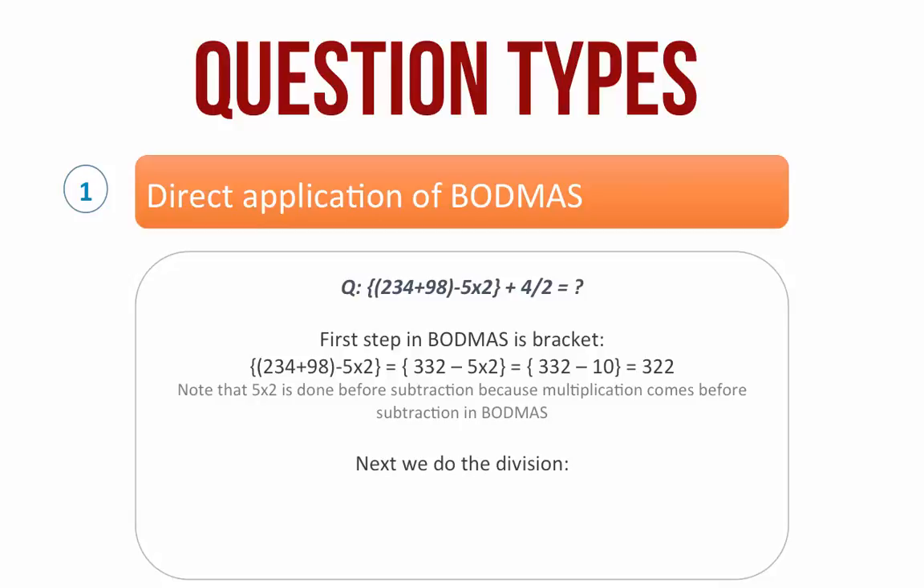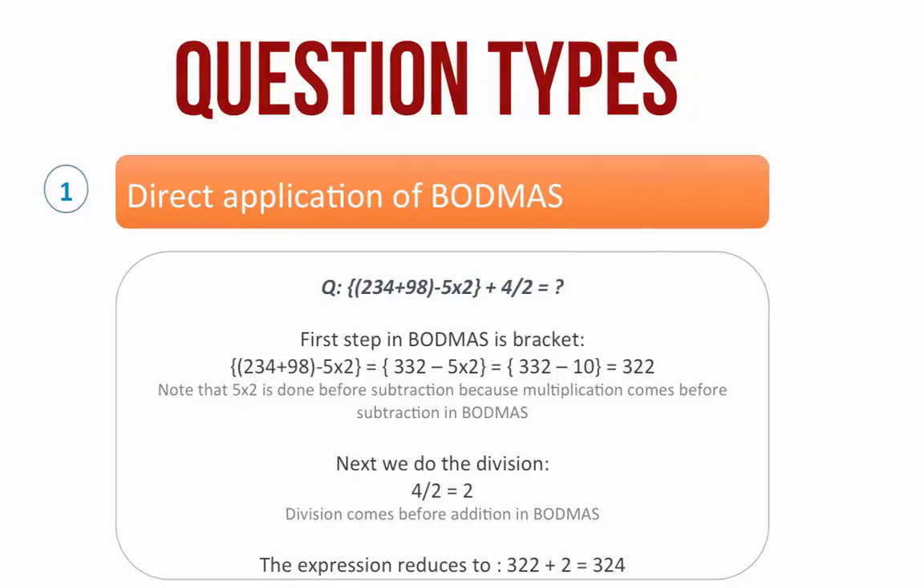Next we do the division. 4 by 2 is equal to 2. Division comes before addition in BODMAS. That is why we do the division before we do the addition. Therefore, the expression reduces to 322 plus 2, which is 324.